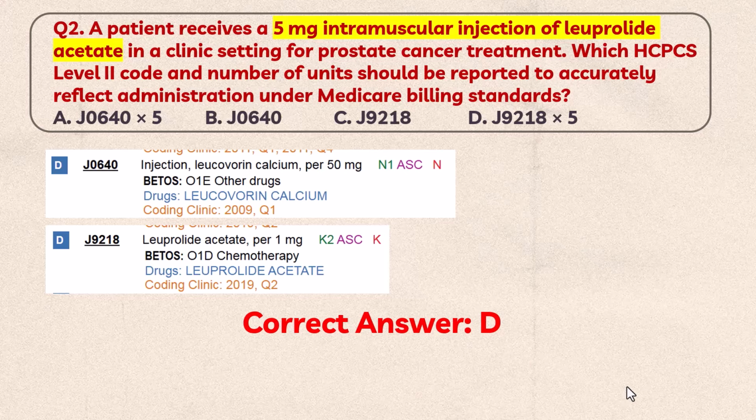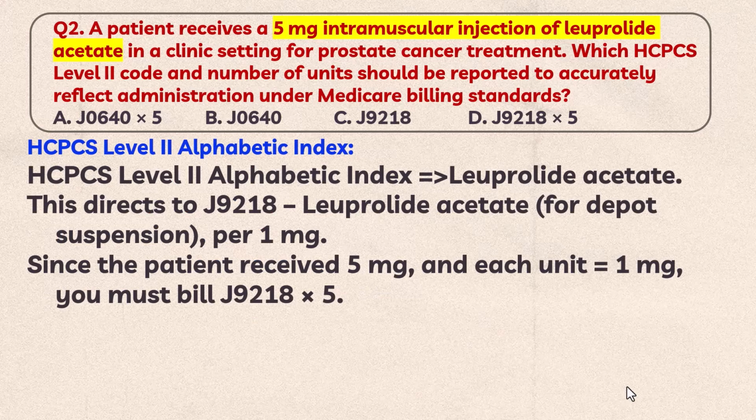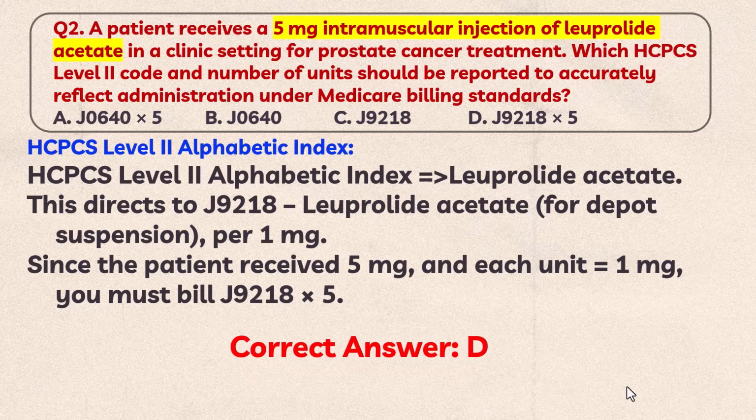So if you want to find the answer using the alphabetic index, you have to go to the HCPCS Level 2 alphabetic index. There you have to find the leuprolide acetate. This redirects you to the code J9218. That is for leuprolide acetate for 1 mg. Since the patient received 5 mg, you have to multiply the code by 5. So the correct answer will be answer D.